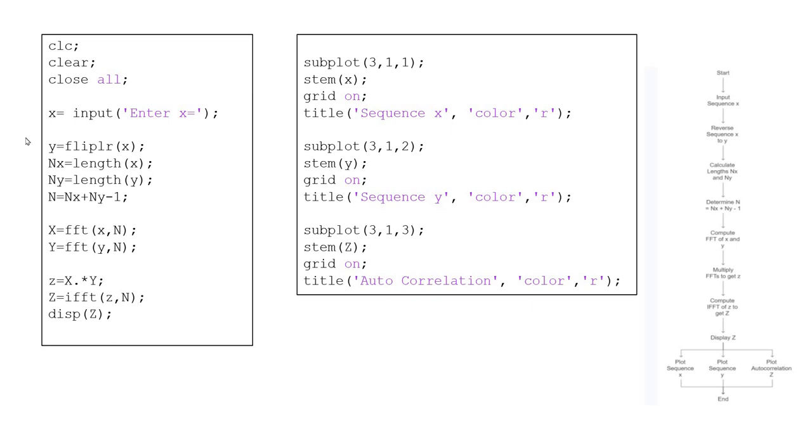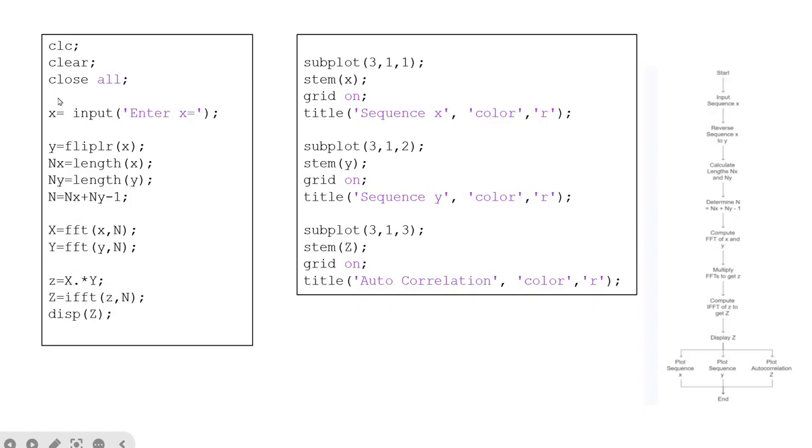Then we have nx, ny, and n. These all three will find out the lengths. So nx is equal to length of x, ny is equal to length of y. And this capital N is nothing but the total length which is required for the correlation. Next, we have to find the fast Fourier transform, for which we'll use capital X is equal to FFT of small x comma n, capital Y is equal to FFT of small y comma n.